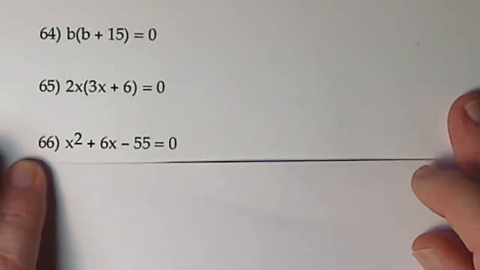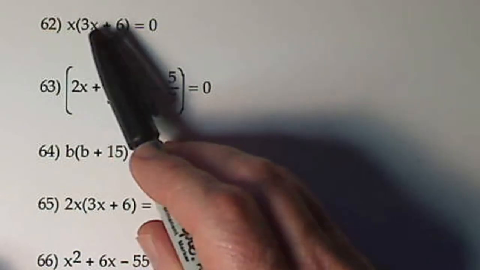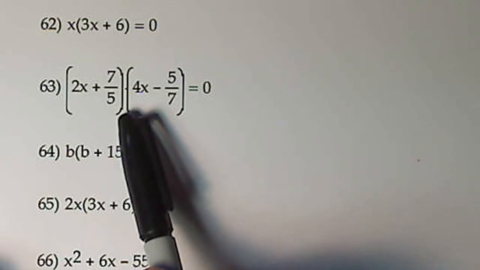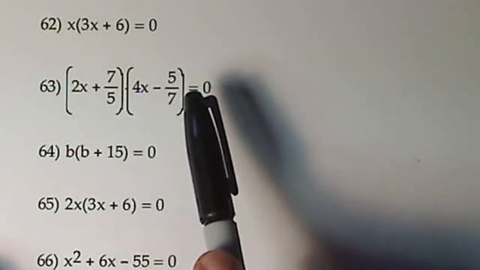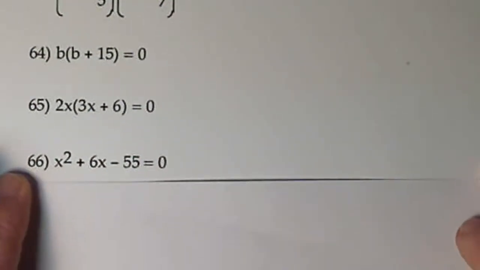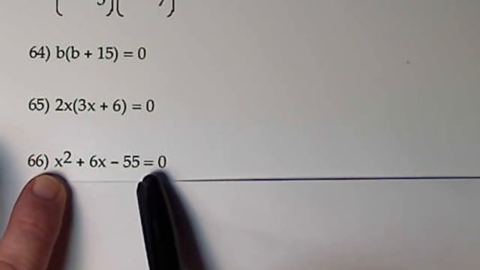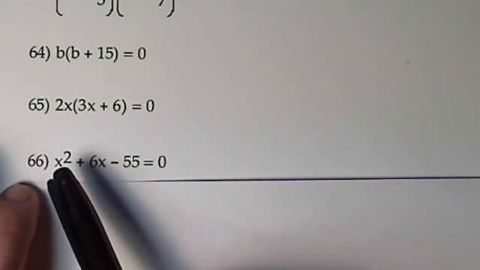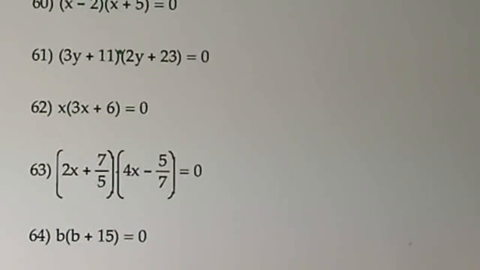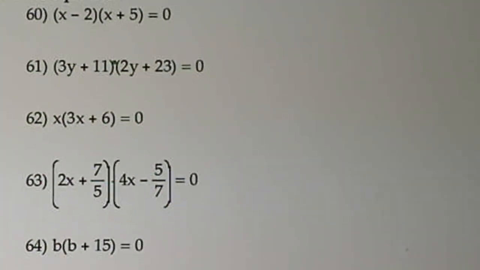Notice earlier, let's go back up here. Like you had something times something is 0, and even on this one it was still 2 sets of parentheses, which means to multiply. So you had something times something is 0. Same thing going on in 64 and 65. But when you get to number 66, you just have things being added and subtracted, and you have x to the second power. Notice in all of these other ones, x or b or whatever it was always to the first power. Okay, and we know how to solve those.